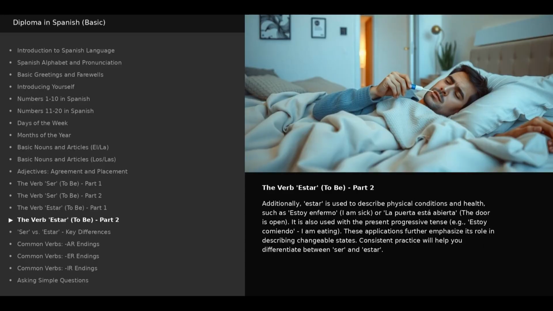Additionally, estar is used to describe physical conditions and health, such as estoy enfermo, I am sick, or la puerta está abierta, the door is open. It is also used with the present progressive tense, e.g., estoy comiendo, I am eating. These applications further emphasize its role in describing changeable states. Consistent practice will help you differentiate between ser and estar.